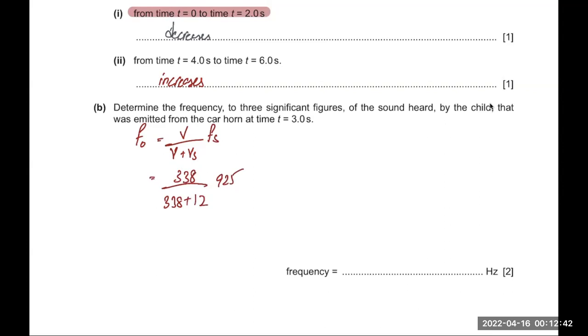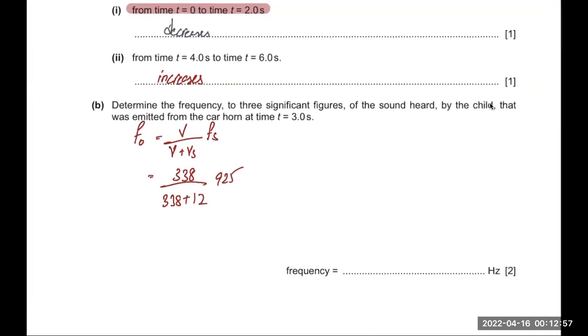So 338 divided by 338 plus 12, multiplied by 925, gives us 893.28, which is 893 hertz. That's the answer. Any questions before we move on to the next part?